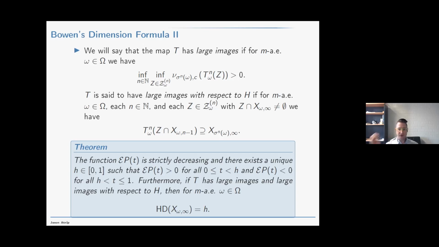Now, if we satisfy these additional properties, then we're able to get Bowen's formula for the Hausdorff dimension. What that means is that we're able to show that our expected pressure function is strictly decreasing to minus infinity and convex. And so there must exist some unique 0 h in the interval 0 to 1, such that our expected pressure is positive for all t less than this h and negative for all t greater than h. And in addition, if we have these large images properties, then we get that the Hausdorff dimension of our survivor set is equal to this unique 0 h for almost every fiber. Okay.